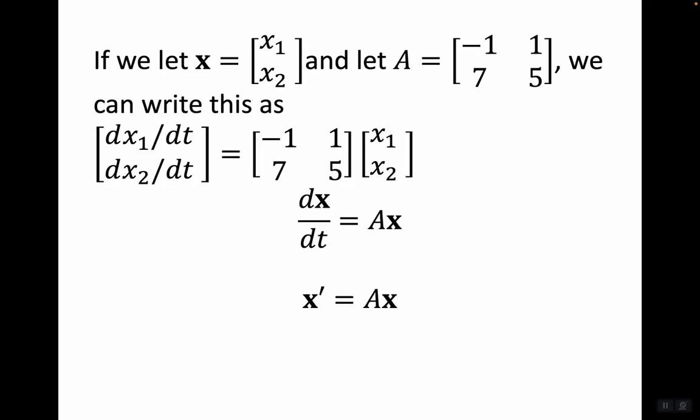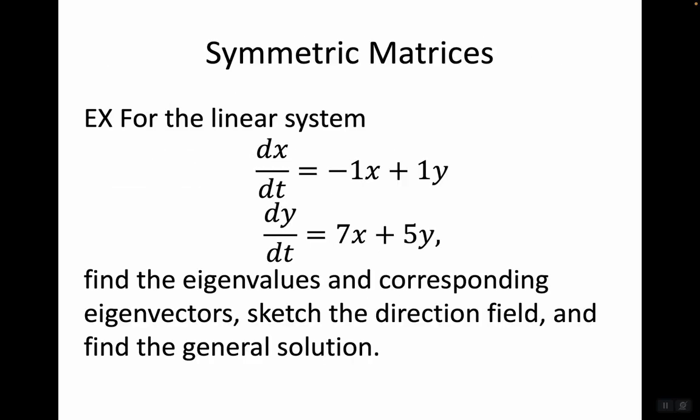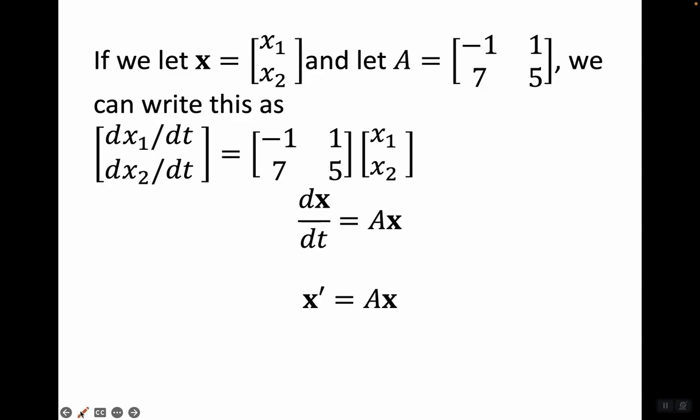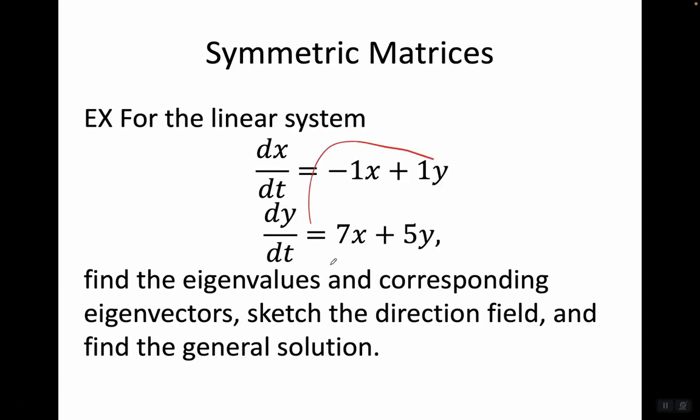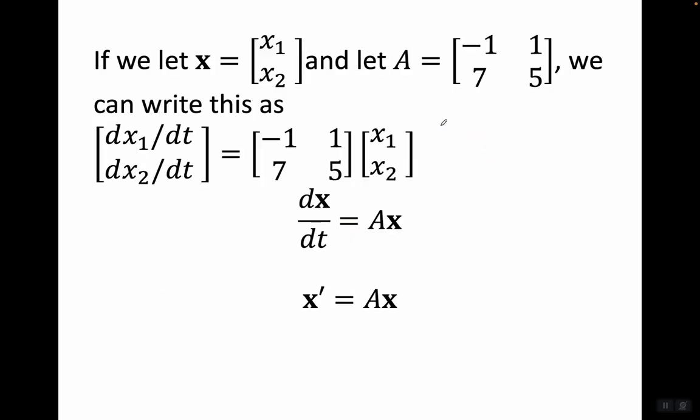If we let x equal (x1, x2), and let A equal this matrix, negative 1, 1, 7, 5, I think you can see where that's coming from, right over here. Then we can write this as dx1/dt, dx2/dt equals the matrix negative 1, 1, 7, 5 times (x1, x2). In other words, dx/dt equals Ax, or x prime equals Ax.